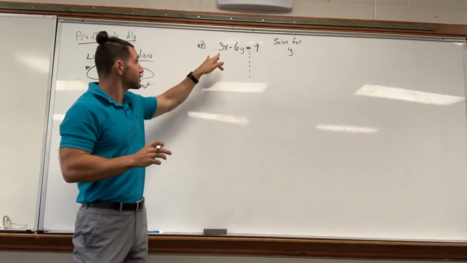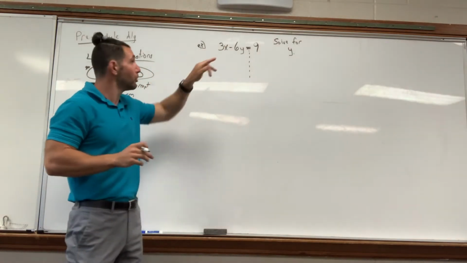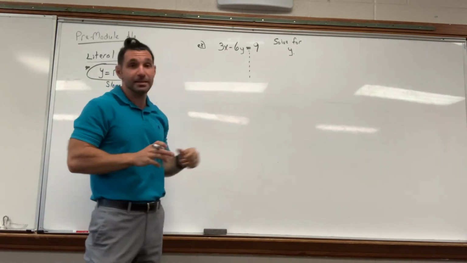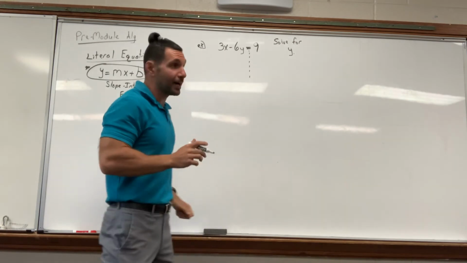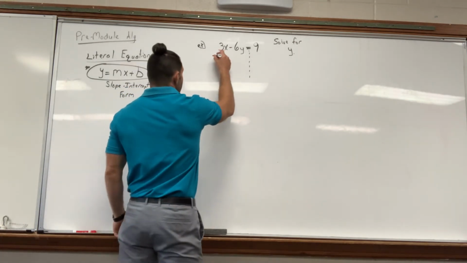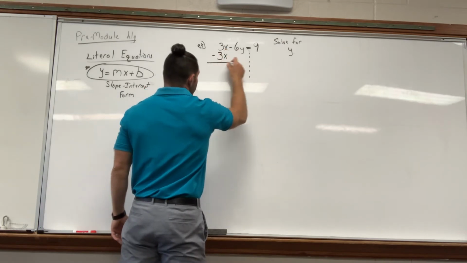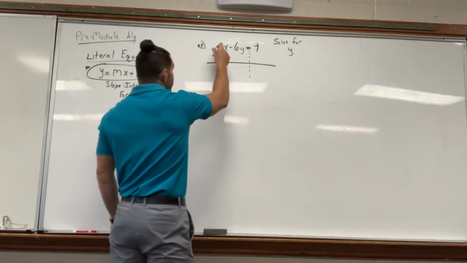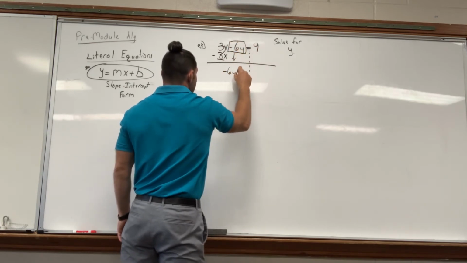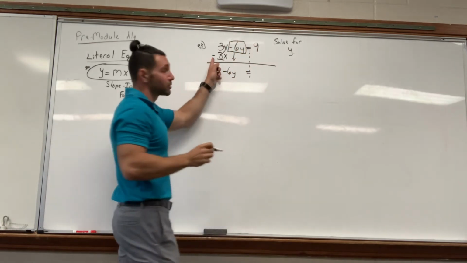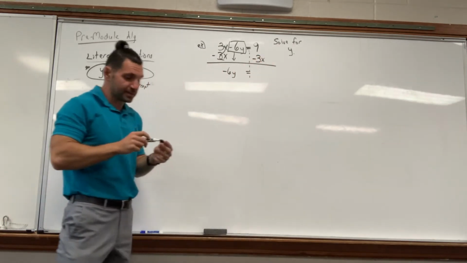So first, I have 3x minus. There's no multiplication between that 3x and the 6y. So to move 3x to the other side, I say it's positive, so the inverse of positive is negative. This is my additive inverse. 3x plus a negative 3x is 0x. Negative 6y drops down. I subtracted 3x from this side, I subtract 3x from this side.